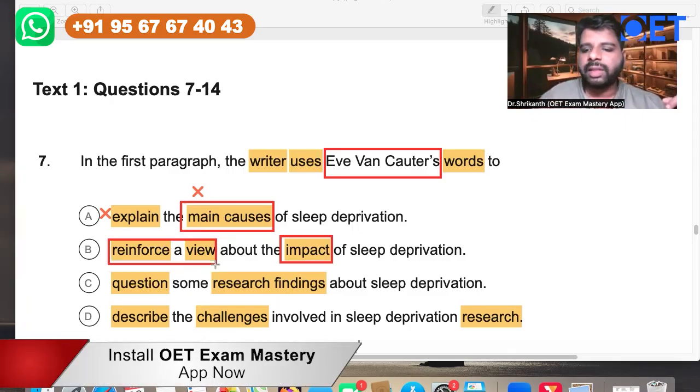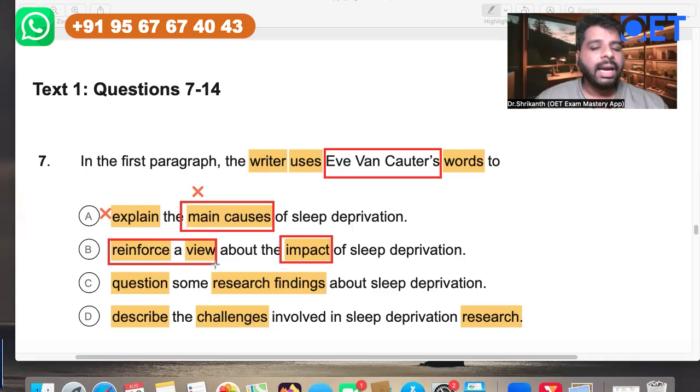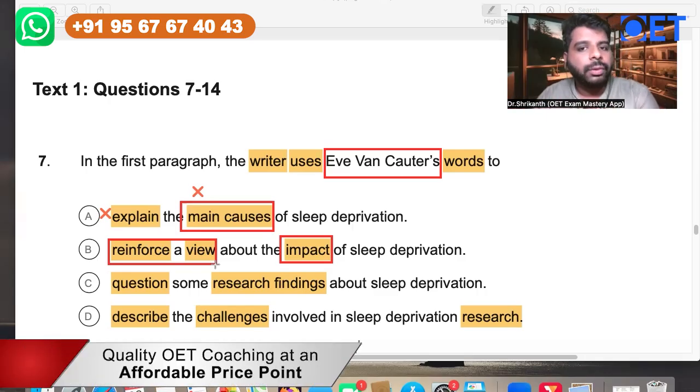I am not the only one who's saying it. See, I'm taking the words of a sleep researcher. His name is Yvonne Cotter. He was at this particular Chicago University, and he is using those words to give us a reinforced idea regarding the impact of sleep deprivation.